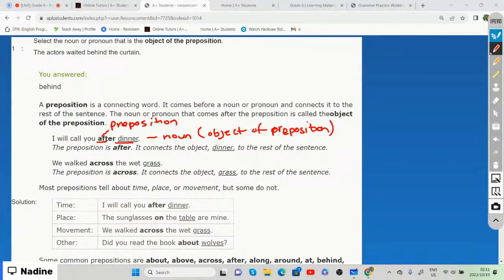We walked across the wet grass. If we select the preposition over there, then our preposition is across. And our noun, or our object of preposition, is grass. So it's this noun which is our object of preposition.